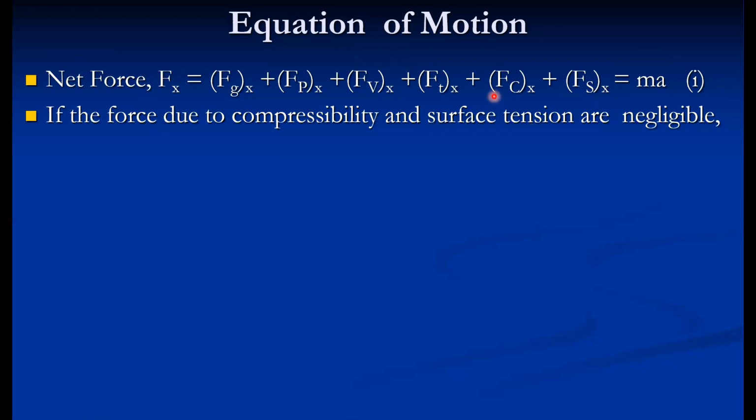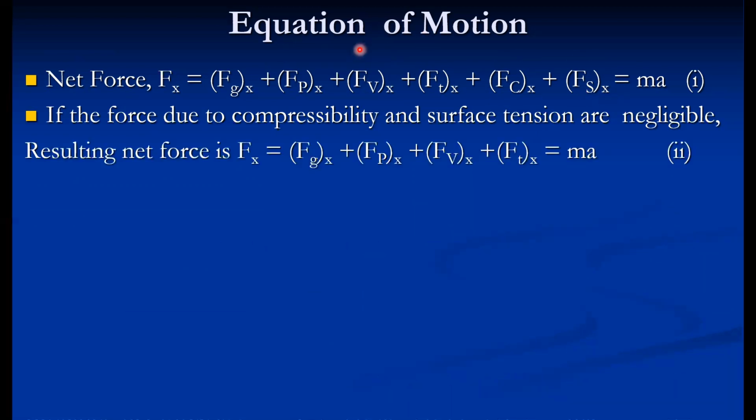Especially as far as the undergraduate syllabus is concerned, we neglect force due to compressibility and force due to surface tension. So these two forces are generally negligible for single phase incompressible flow. That means only four forces are remaining: one, two, three, four. That is gravity force, pressure force, viscous force, and force due to turbulence, which is equal to mass into acceleration.